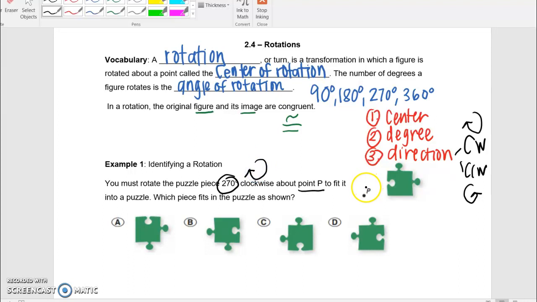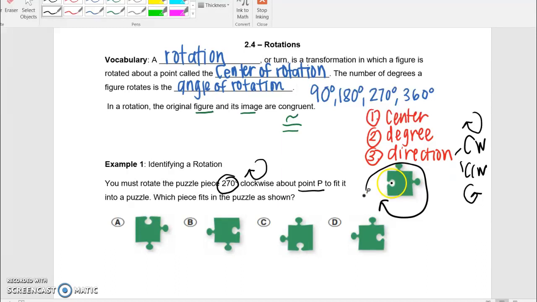So here's our point P. And 270 degrees is three 90-degree turns. So if you can picture your paper, like your note sheet, and it's up and down, and if you would turn it to the right, so it's on its side, and then turn it to the right again so that it's upside down. Turn it to the right one more time so it's gone 3/4 of the way around.